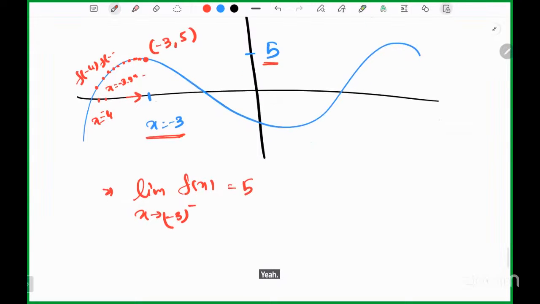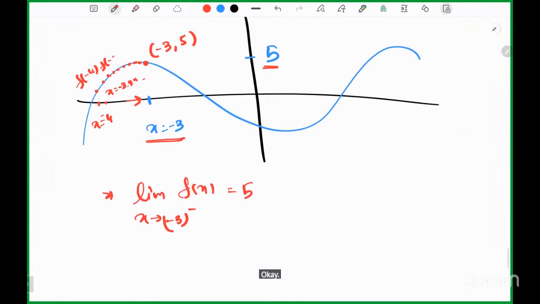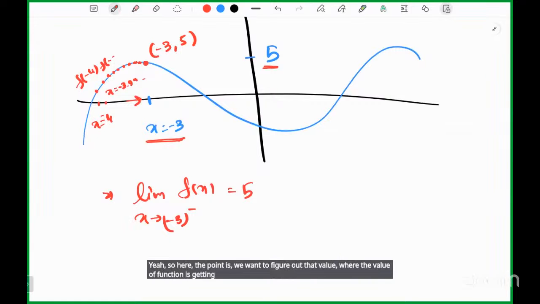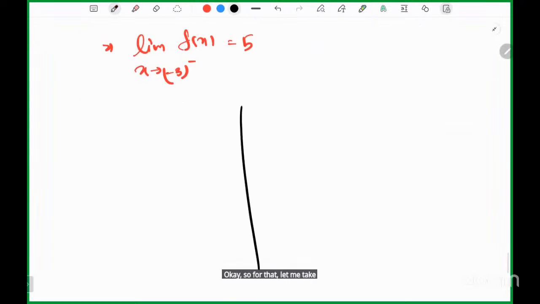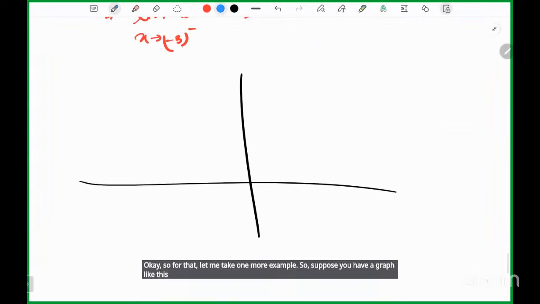Yeah, so here the point is we want to figure out that value which the function is getting closer and closer to, not the exact one. Okay, so for that, let me take one more example. So suppose you have a graph like this.